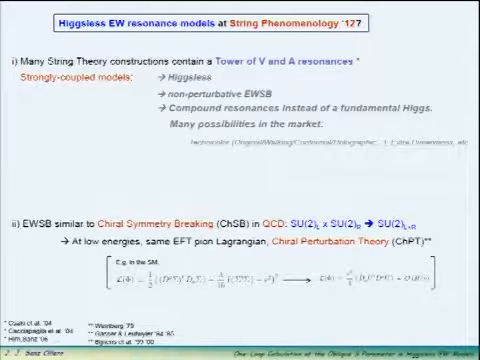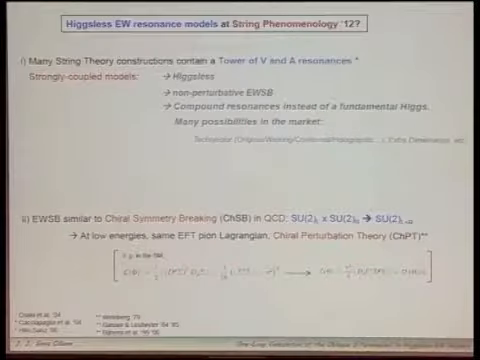Why Higgsless electroweak resonance models in string phenomenology? Essentially because many string theory constructions contain a tower of vector and axial vector resonances, which is what really matters in this observable. And this is actually the only place where you see the word string in this talk. All I want is the tower of resonances that, for instance, you also have in holographic constructions. So we look at strongly coupled Higgsless models, where you have non-perturbative electroweak symmetry breaking, and instead of a Higgs one has composite resonance states, like a technicolor type model.